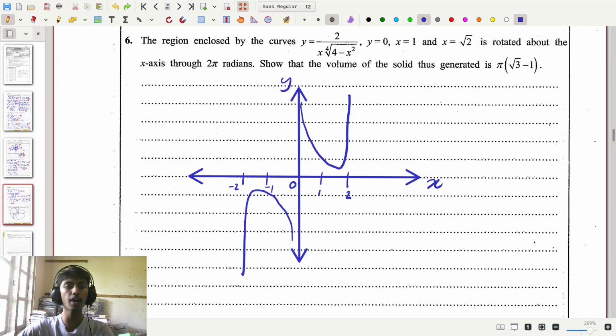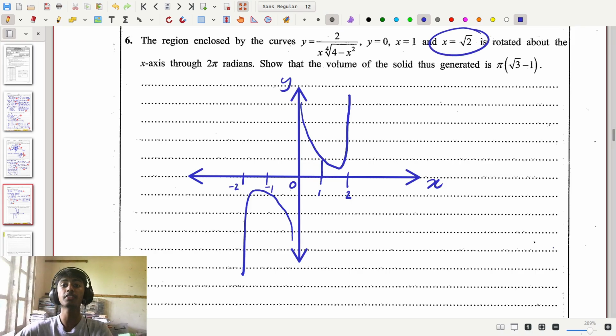In this graph, this part right here is representative of the graph y equals 2 over x times the fourth root of 4 minus x squared. Considering the other three curves, the curve x equals 1 is this curve right here, a straight line that goes up at x equals 1. The entire line is of course relevant, but for our region only this part from the x-axis up to here is relevant.